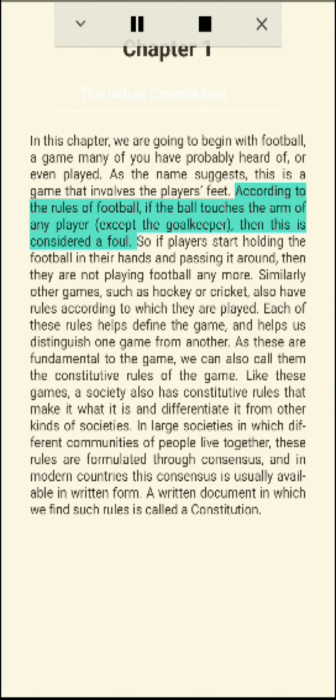According to the rules of football, if the ball touches the arm of any player, except the goalkeeper, then this is considered a foul. So if players start holding the football in their hands and passing it around, then they are not playing football anymore.